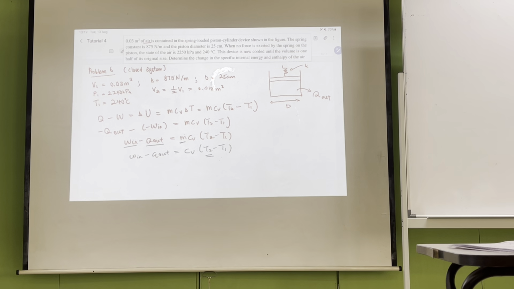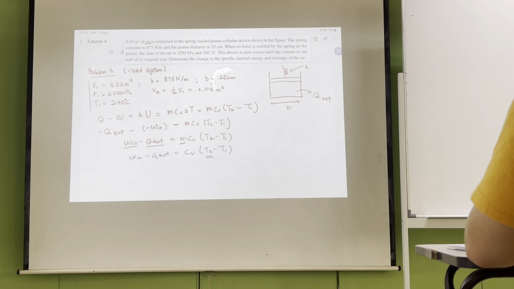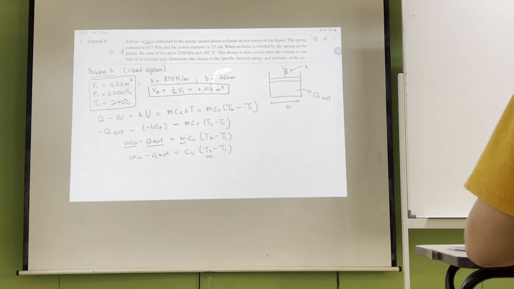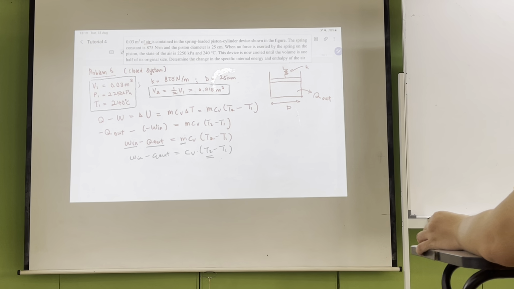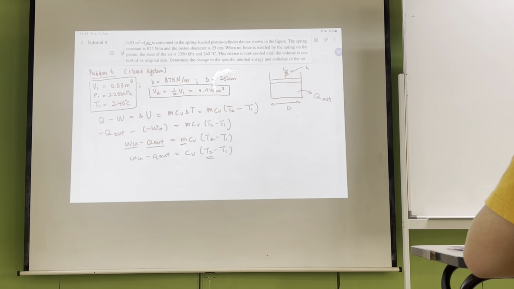In the initial state, we kind of have everything. We have T1, V1, P1, and we have V2. Okay, like this, we have everything. In the final state, you actually only know this. So how can we make use of all these things to help you find T2?